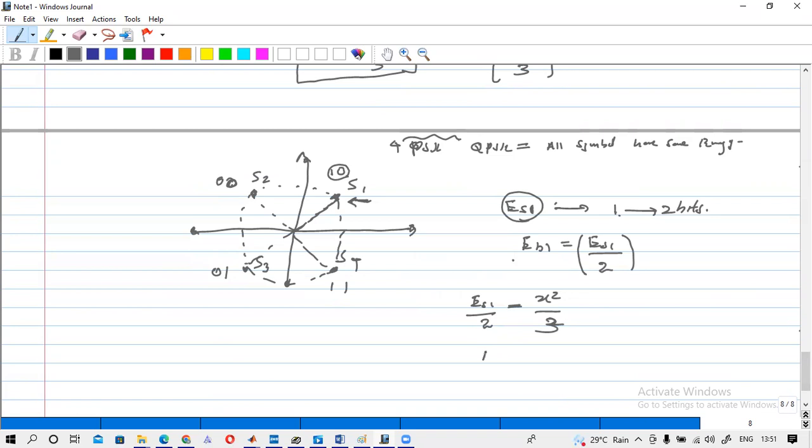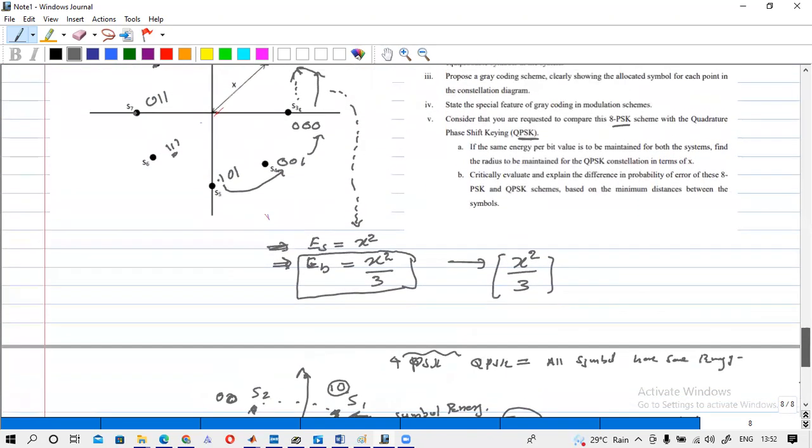So what is ES1, the average symbol energy? It will be 2x square by 3. That is the symbol energy, the energy per symbol. So how do you calculate it? You just equate the average bit energies. This is the average bit energy for QPSK, and this is the average bit energy for 8PSK. You have them equal because it is said to be equal.